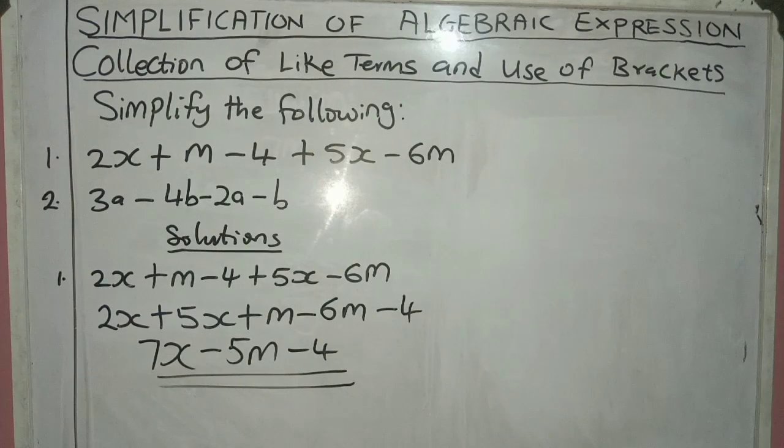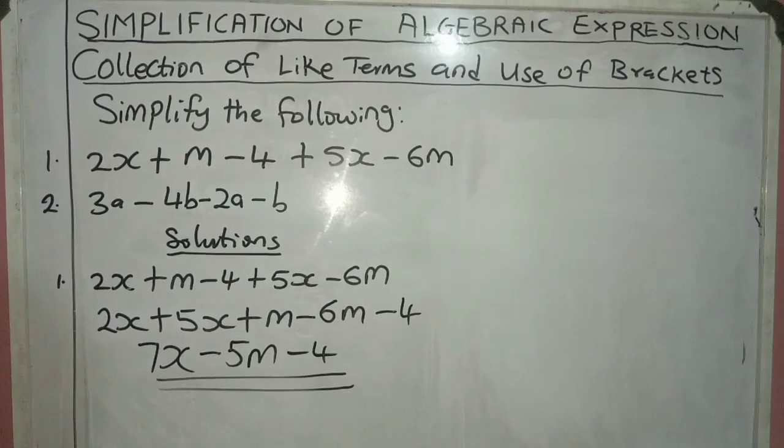This becomes the answer to the question. Why do we say this is the final answer to the question? Because you can't evaluate them together because they are unlike terms. This one is different from this, different from this. So we cannot bring them together. We can't say 7x minus 5m that will give you 2xm. No, it is wrong. So this is the final bus stop you can get as far as this question is concerned. Now let's move to number 2.